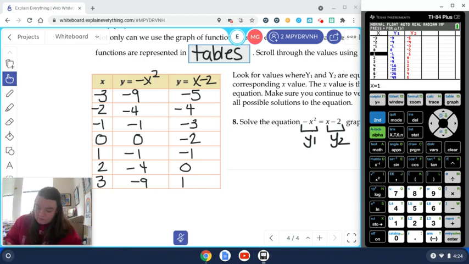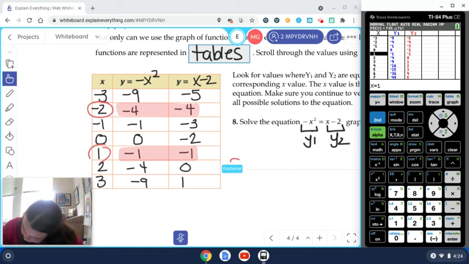All right, so I know that my solutions are where the outputs are the same. So I see here that I have negative 4 for both of my outputs when x is negative 2. And down below, I have this solution here. Both of my outputs are negative 1. So that means my solutions are x equals -2 and x equals 1.